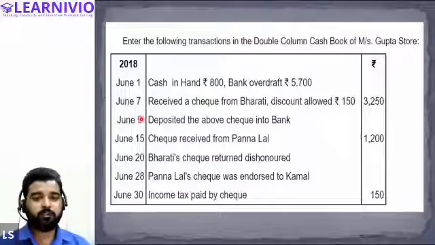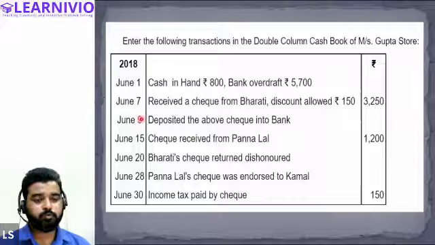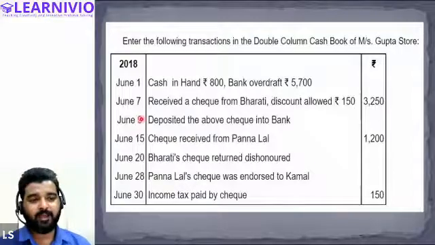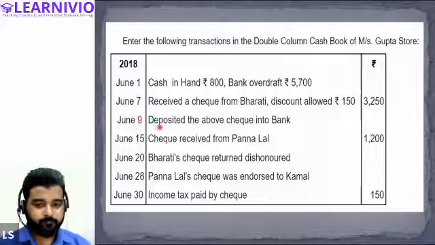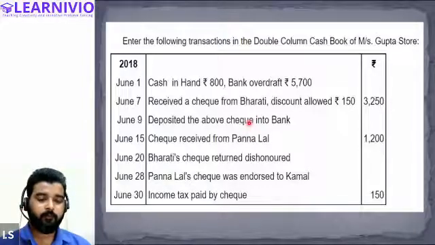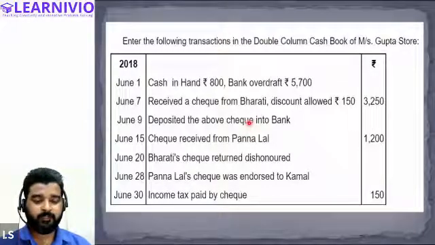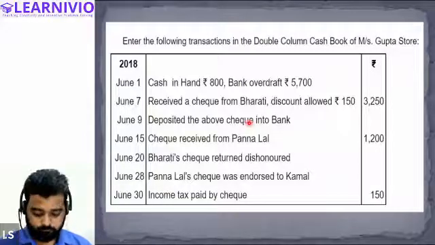Start doing this question. Enter the following transactions in the double column cash book of Messrs Gupta Store. So we will make a cash account containing the column for cash as well as bank, a double column cash book. So prepare the cash account and record these transactions. Tell me when you have any kind of difficulty. Yes, sir.